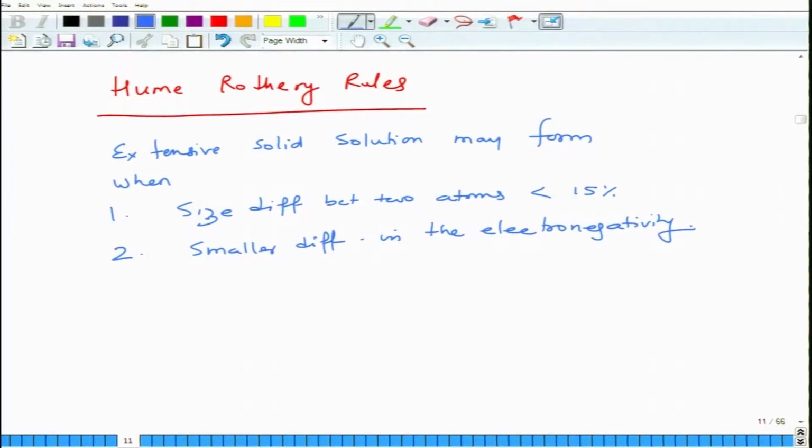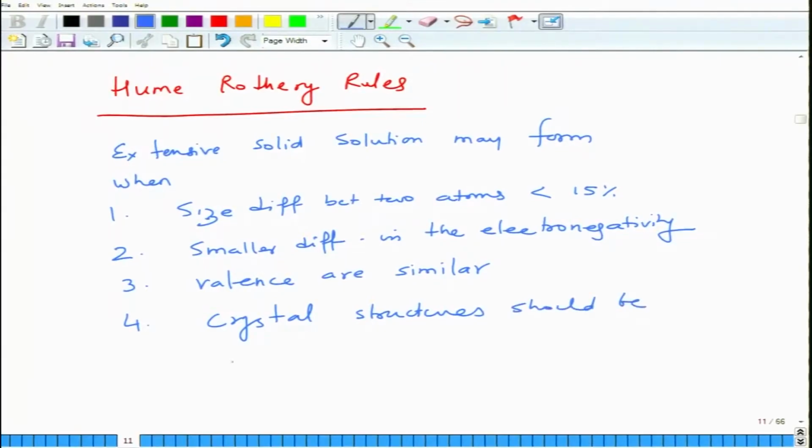Okay. So, there should be a smaller difference in the electronegativity. Third is their valences are similar. Now, these are not exactly rules, these are guidelines because there are violations. But by and large they are followed in most metallic systems. And fourth is the crystal structures should be similar.